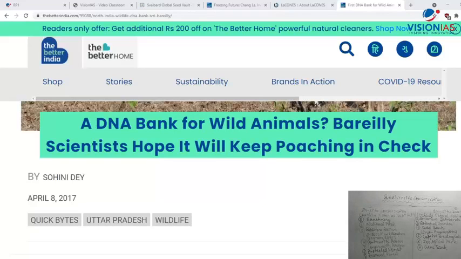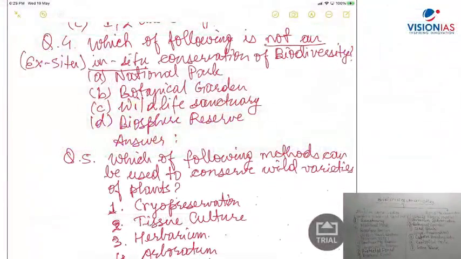Okay, guys. So what I'll do now is very quick. I'll not give you more time. You have to provide me answers quickly. You can see the question here. Which of the following is not an in situ conservation of biodiversity, or is ex situ? National Park, Botanical Garden, Wildlife Sanctuary, Biosphere Reserve. This has been asked in the UPSC prelims exam. What will be the answer here?